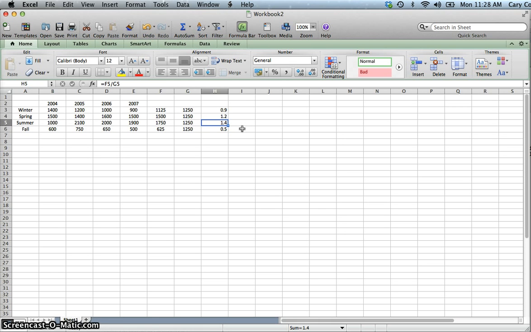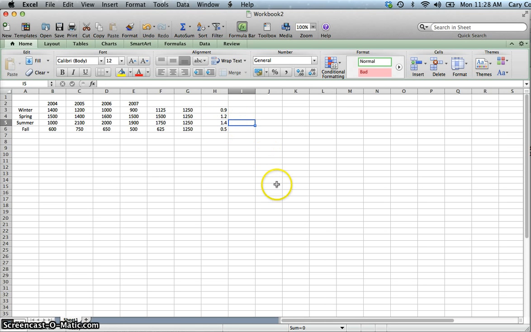Now this is sailboats. So out of this, it looks like fall is our worst season. It's not even hitting average, it's well below average, 0.5. Winter is approaching average, but spring and summer are above average, with summer being our highest for sailboats.